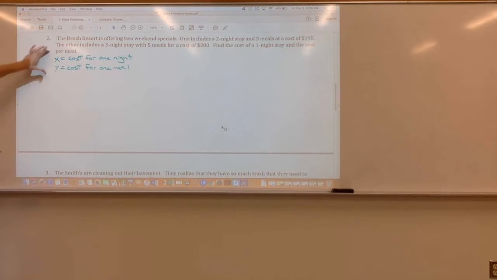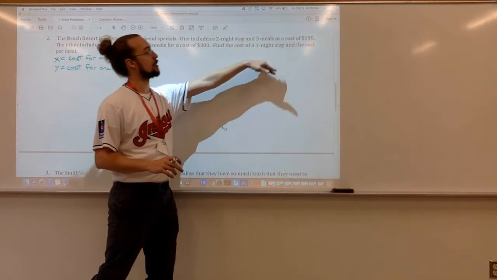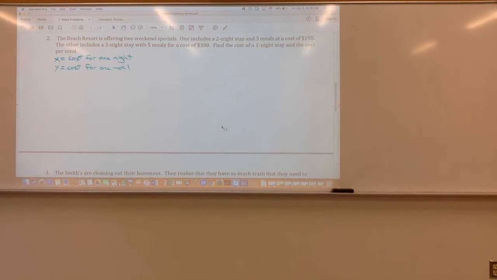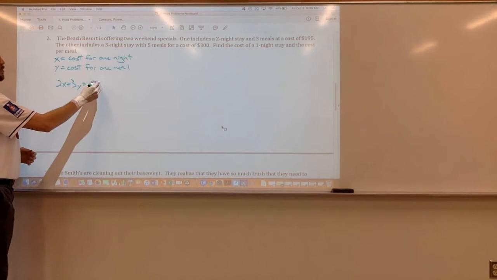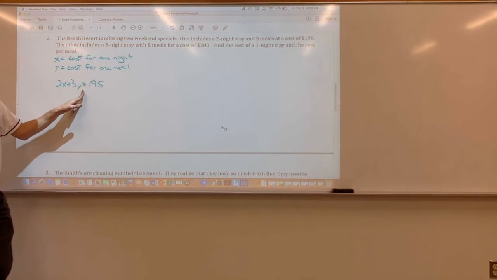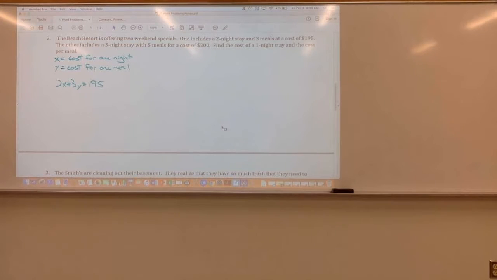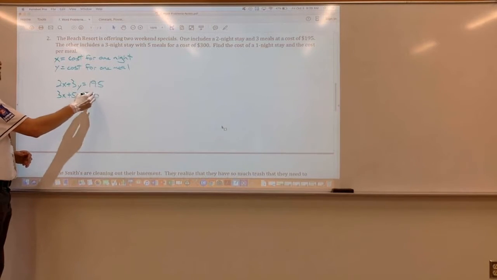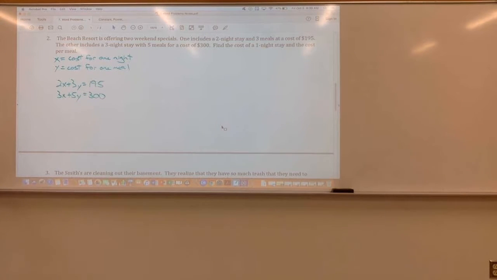So, let's look at this first piece of information. It says a 2-night stay plus 3 meals costs $195. So, how would I turn that into an equation? Exactly. 2x plus 3y equals 195. 2 times the cost of 1 night plus 3 times the cost of 1 meal is $195. So then the other offer is a 3-night stay with 5 meals for $300. So how can I write that as an equation? 3x plus 5y equals 300. Exactly. So now, how am I going to solve this?